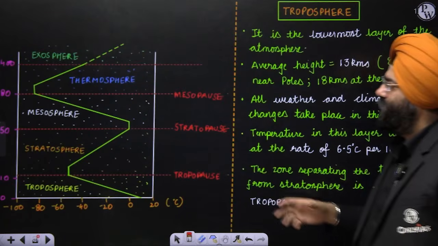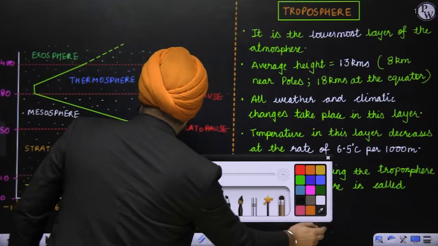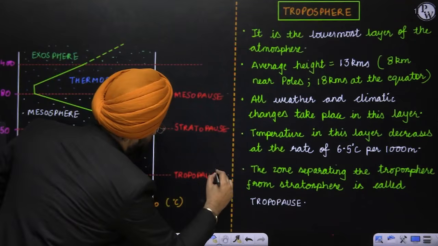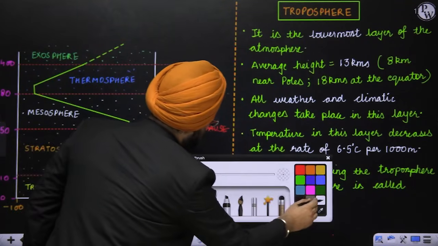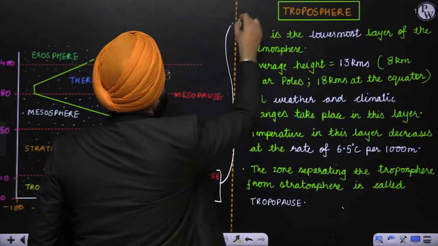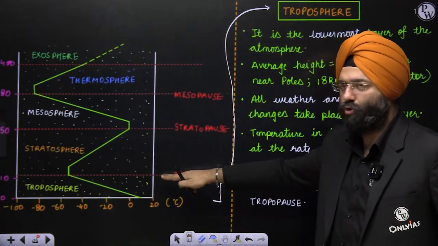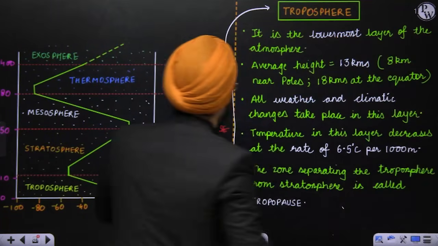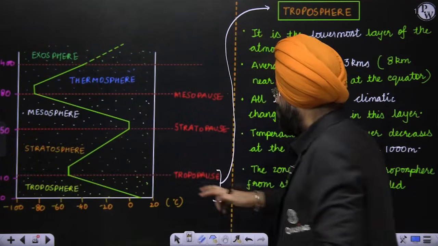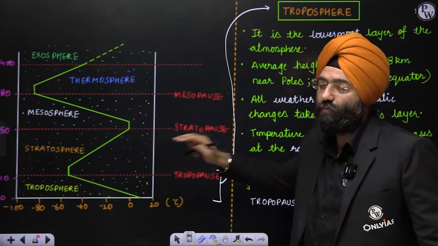One by one, let us study. Now what we are studying here is this particular part. Right? Troposphere. This is the troposphere and the upper part is the tropopause. Now see here. It is the lowermost layer of the atmosphere. As you have already seen here, this is the surface. This is the lowermost layer of the atmosphere because there are so many layers here. So this is the lowermost layer.